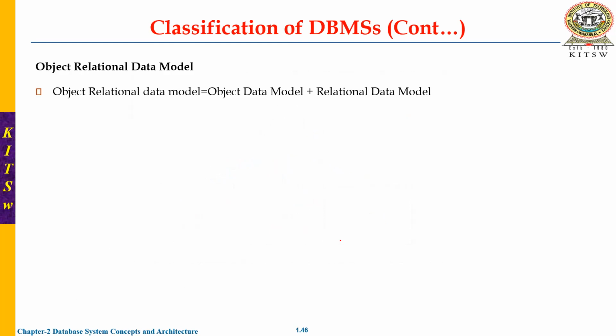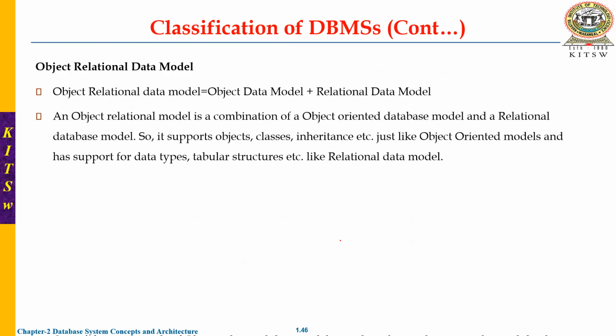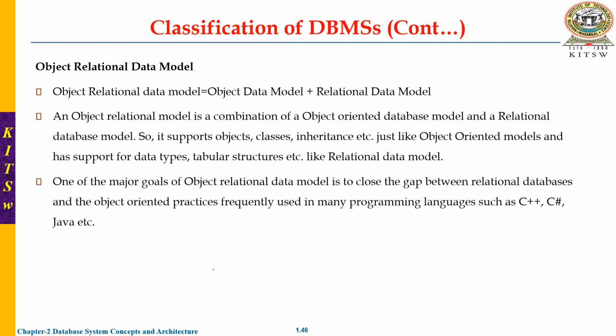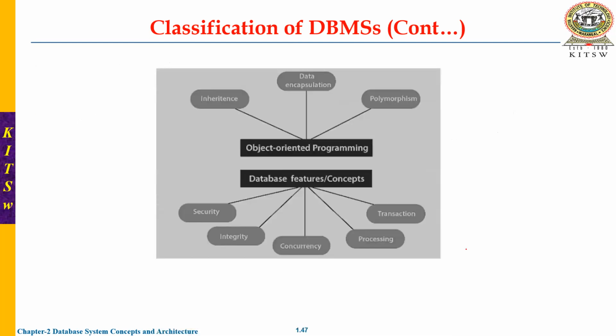Object relational model is a combination of the object data model plus the relational model, and one of the major goals of the object relational data model is to close the gap between relational databases and the object oriented practices frequently used in programming languages like C, C++, Java, and .NET.